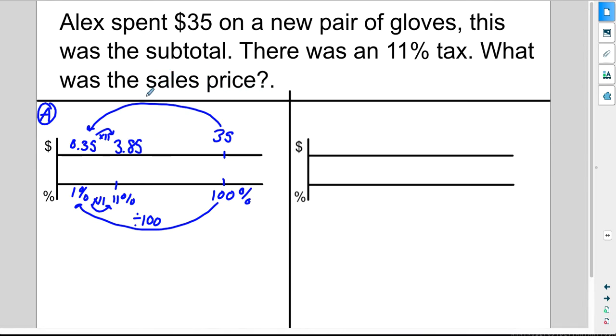So what I'll have to do is add the $35 from the original purchase of the gloves and the $3.85 from the tax. When I do that, I'm going to see that the total sales price is $38.85. And I'm also going to write a sentence really quickly so my reader understands that I understand the work. $38.85 is my sales price.